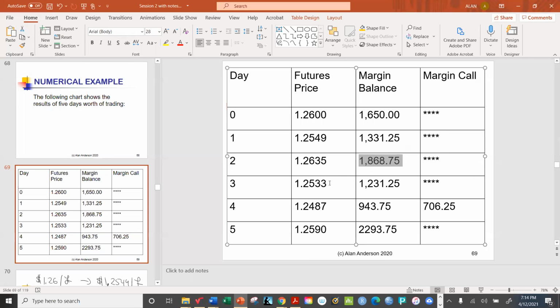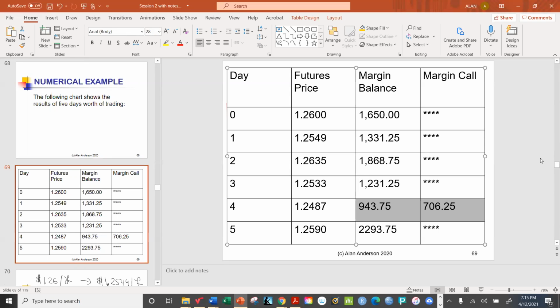So here we are. The price goes down again. I lose some more money. And then it's, oh no. On day 4, I lost even more money. The balance is down to $943.75. Wow. So how much money do I have to put back in my account? It must be the case that the sum of that margin balance plus my margin call is going to bring me back to my initial margin, which is 1650. So if you add those up, 943.75 plus 706.25 brings me, yes, back to 1650.